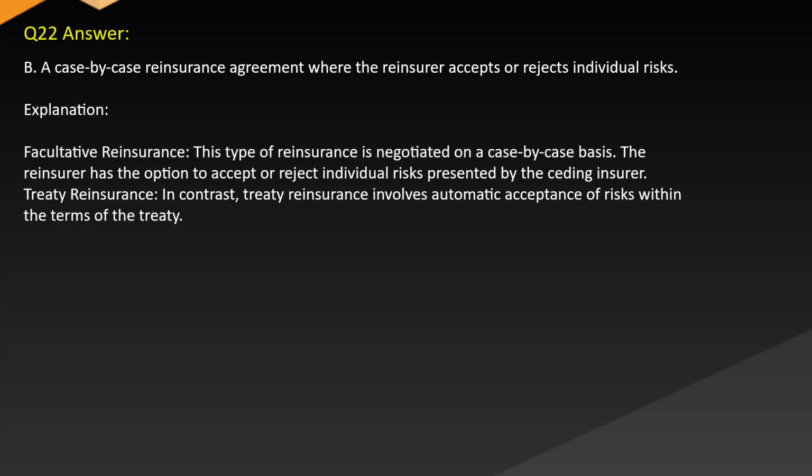Answer: B. A case-by-case reinsurance agreement where the reinsurer accepts or rejects individual risks. Explanation: facultative reinsurance. This type of reinsurance is negotiated on a case-by-case basis. The reinsurer has the option to accept or reject individual risks presented by the ceding insurer. Treaty reinsurance: in contrast, treaty reinsurance involves automatic acceptance of risks within the terms of the treaty.